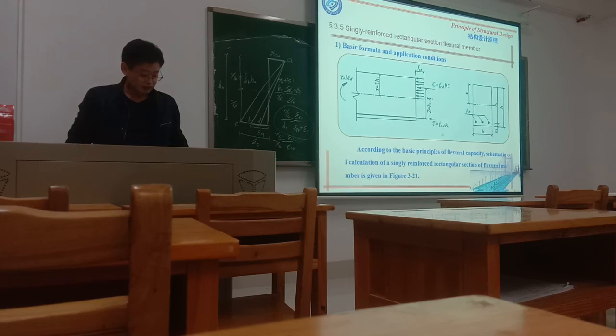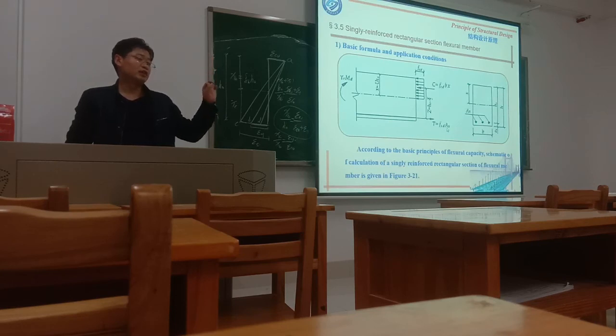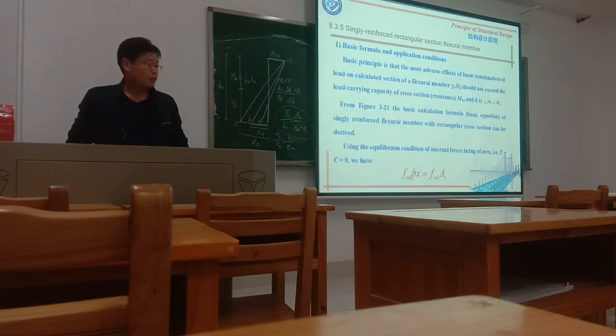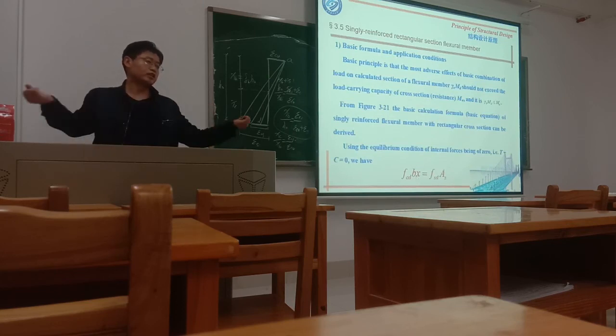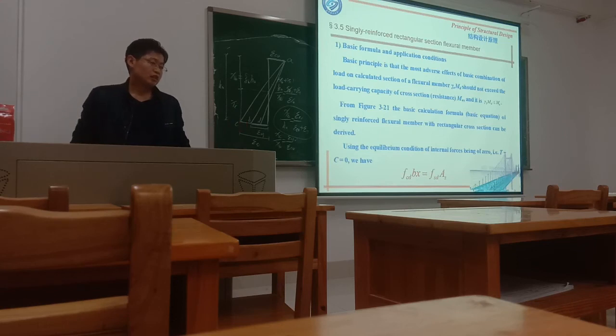And T is fsd As. As is the area of the reinforcement, and fsd is the tensile strength of the reinforcement. Then we get the balance: the compressive force and tensile force have the same value, but in the opposite direction. So you keep the balance.